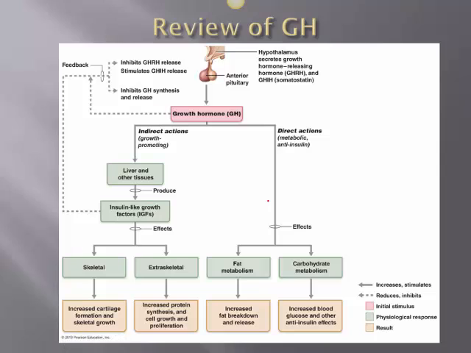So let's look at the growth hormone. So up here, releasing hormone acts on the anterior pituitary, which produces growth hormone. Let's look at its direct action. It's metabolic. It's anti-insulin because it raises the blood glucose levels. I'm not going to repeat this, so take a look. Increased protein synthesis, cell growth, breaks down fat, lipolysis occurs, increases blood glucose. So that's how it's against insulin.